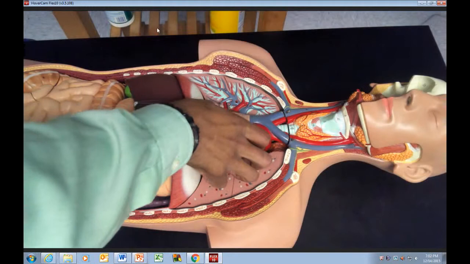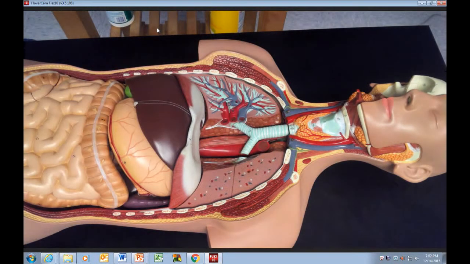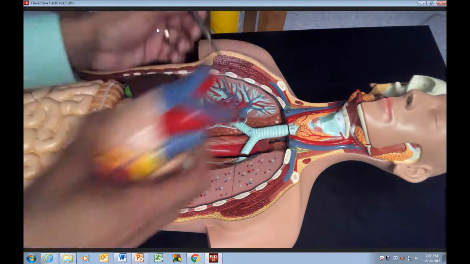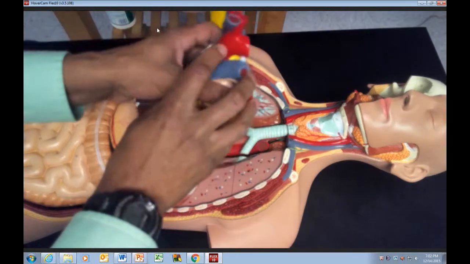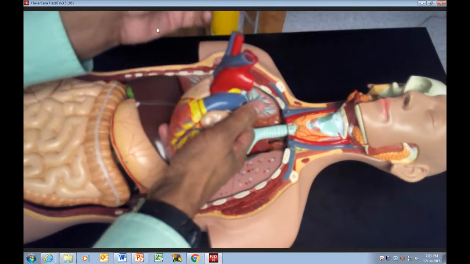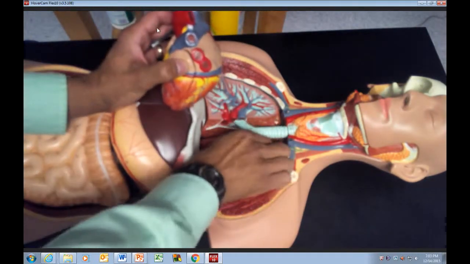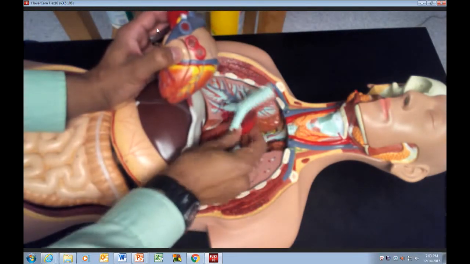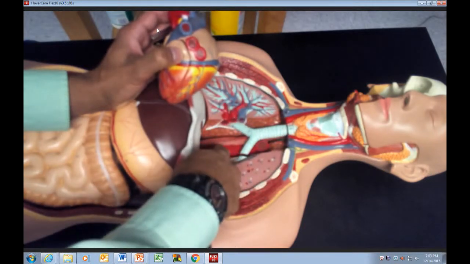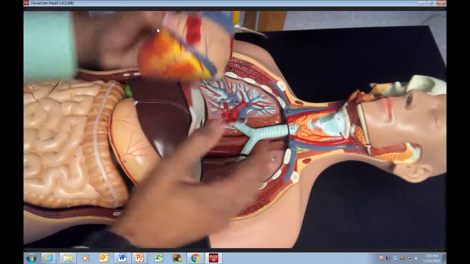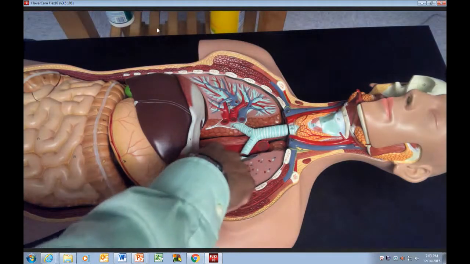So let's work our way up. Let's go with the old familiar aortic arch, as we see the first three vessels coming off. Then you have the descending aorta, which is going to go here. I'm going to take the trachea and lift it up, so now we can see the descending aorta. Now it's in this cavity, so we also call it the thoracic aorta.